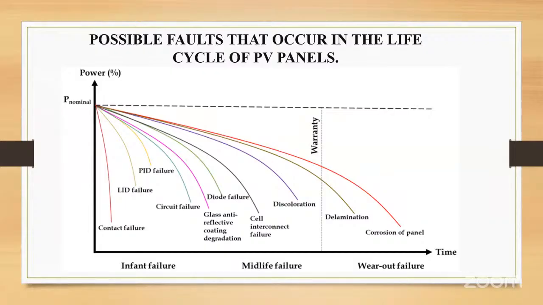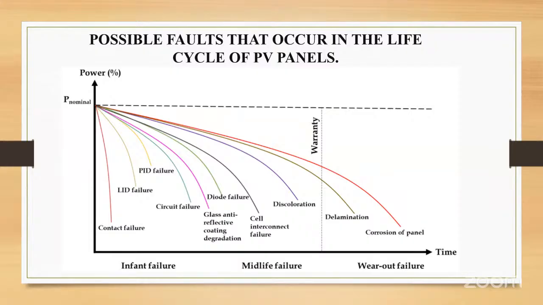So here, if you look into this graph, we have three categories: infant failure, midlife failure, and wear out failure. If you look into this figure, there is a line after midlife failure. In the middle, that is warranty. That means whenever the panels are manufactured, the manufacturer will give you a warranty and guarantee for this product.